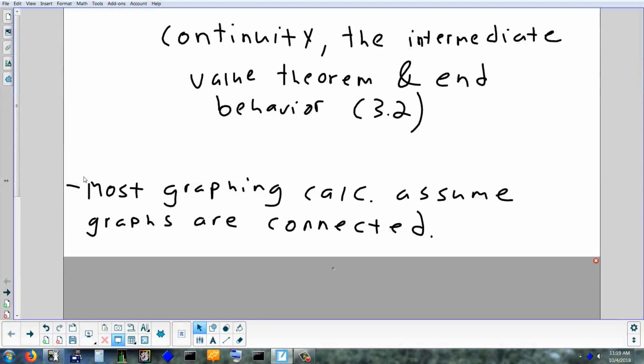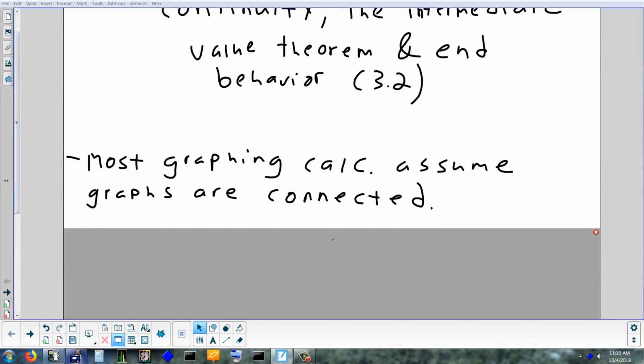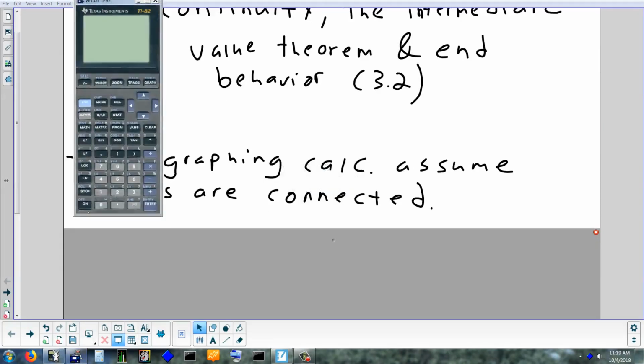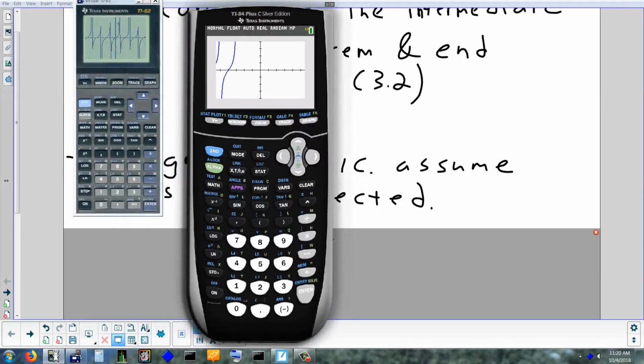So when you graph something on a calculator, most calculators assume that the graph is connected, or that it should be. Especially true for older calculators. Let me show you the graph of something. I'm going to do it on an older calculator. What I've typed in there is the graph of tangent. It's kind of what it should look like, but not really. Let me show you on a newer one that does it correctly. It should look like that.